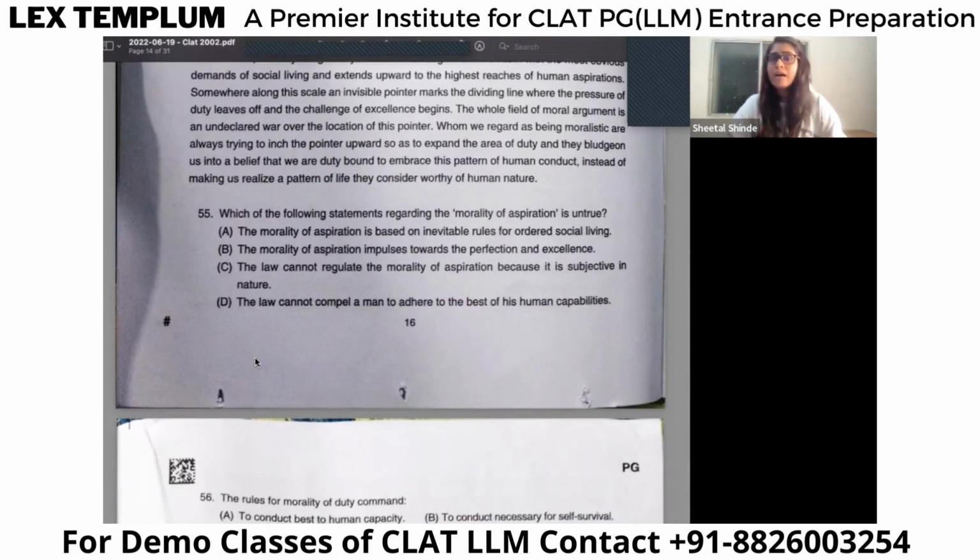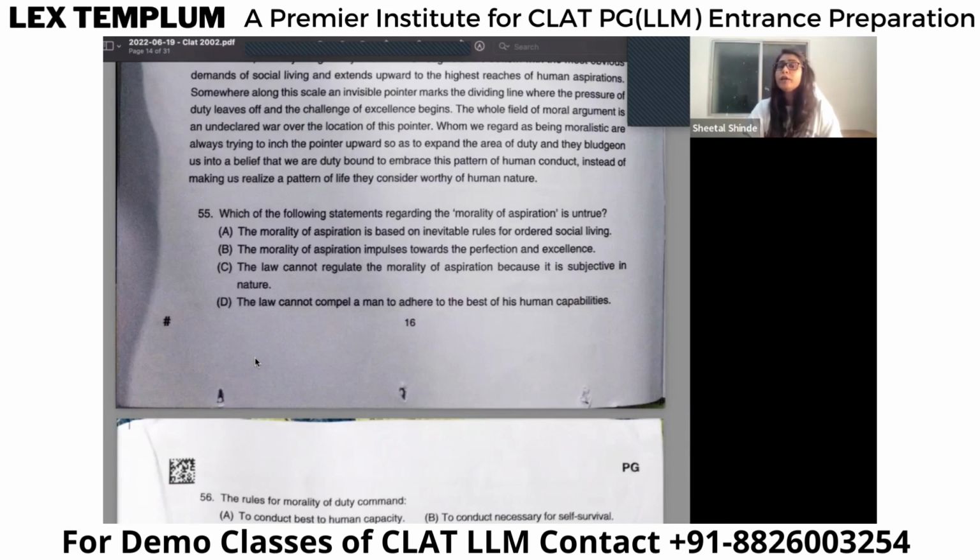Now, all the answers you will find in the paragraph. You don't really have to know the things here with respect to paragraph 10, but all the answers are there in the paragraph. So what will be the answer to this? Untrue, which means incorrect, right? So answer to 55 will be D. The law cannot compel a man to adhere to the best of his human capabilities, because first is true, the morality of aspiration is based on inevitable rules for ordered social living, right? Second, it does talk about perfection and excellence. You will find that in the paragraph again.